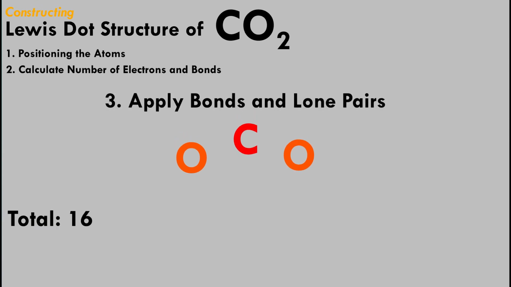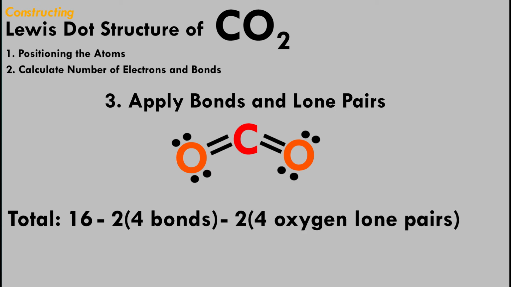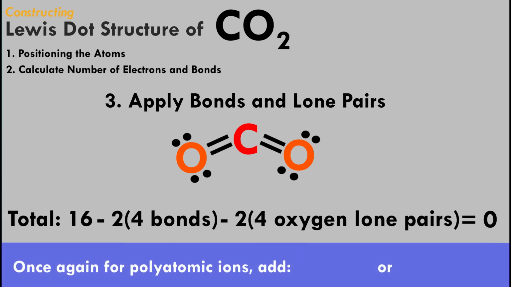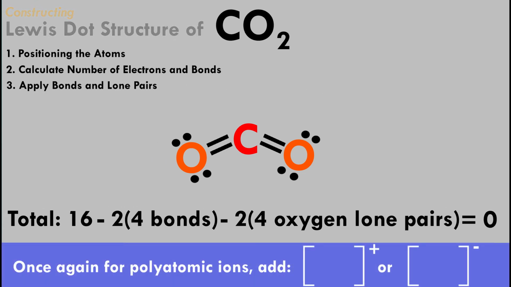Be sure to fill in 8 shared or lone electrons for the atom to achieve the octet structure, where the atoms are most stable. There are, however, exceptions to the octet rule, such as hydrogen, beryllium, boron, and many more. For polyatomic ions, you must also place a bracket and the corresponding charge.